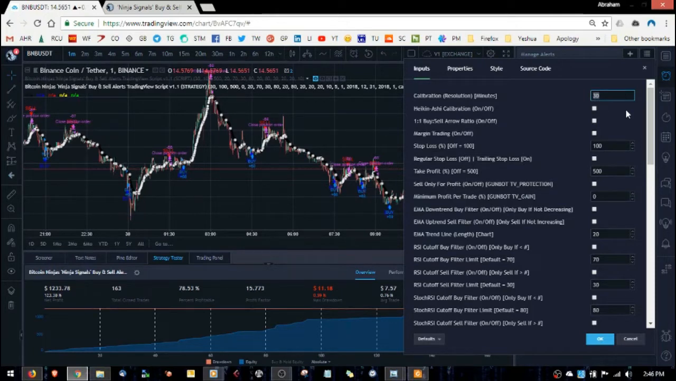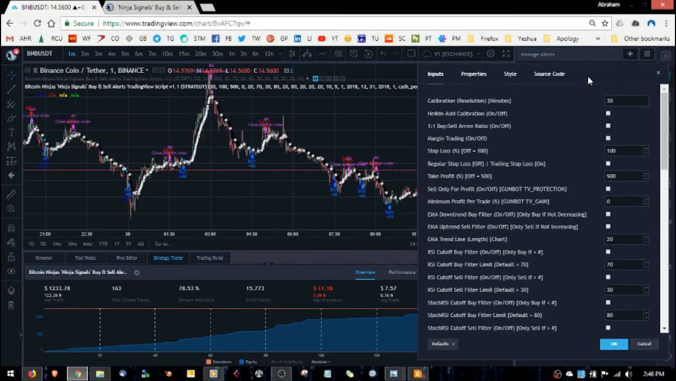But you can also have them mismatch. As you can see here, I'm using 1-minute candles, and I have a calibration of 30. So let me show you how the arrows will spread out as I increase that number. Let's change that to 60.